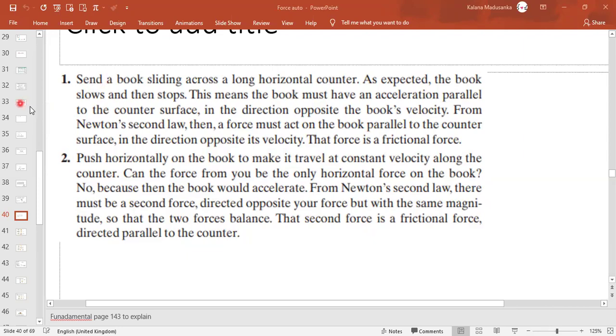So I can basically draw that one like this. Here we have the counter. This is the book. This is the direction we are sliding the book. And through this surface, we have the friction.